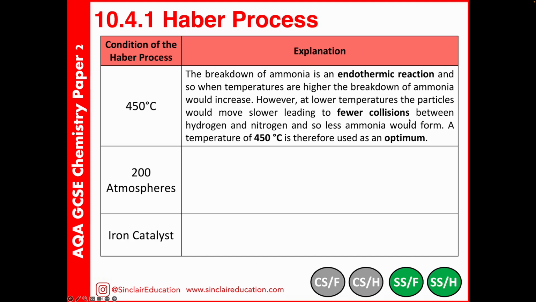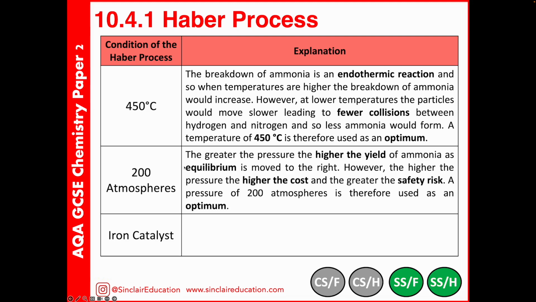Now with the 200 atmospheres, the higher the pressure is going to be, in theory, the higher the yield of ammonia should be. However, we can't just keep increasing the pressure higher and higher, because as we do so, it's got a consequence. To actually obtain that high pressure is expensive, but it also becomes more dangerous. And so, although a higher pressure would give us a higher yield of ammonia, we don't go as high as like 1,000 atmospheres because it gets too dangerous. There's got to be that compromise of actually the safety cause of concern here.